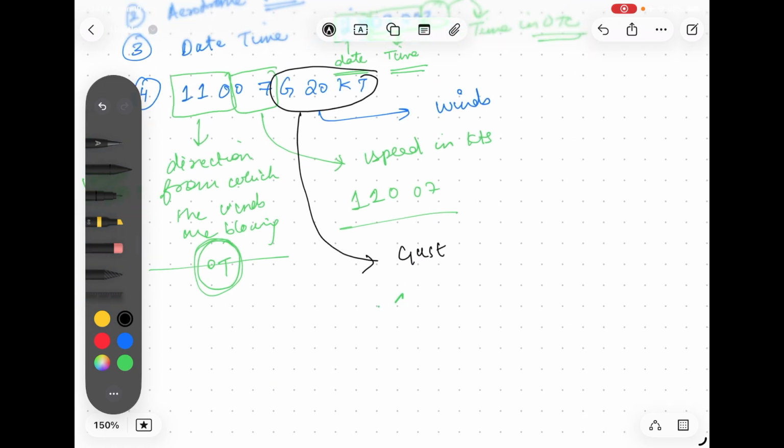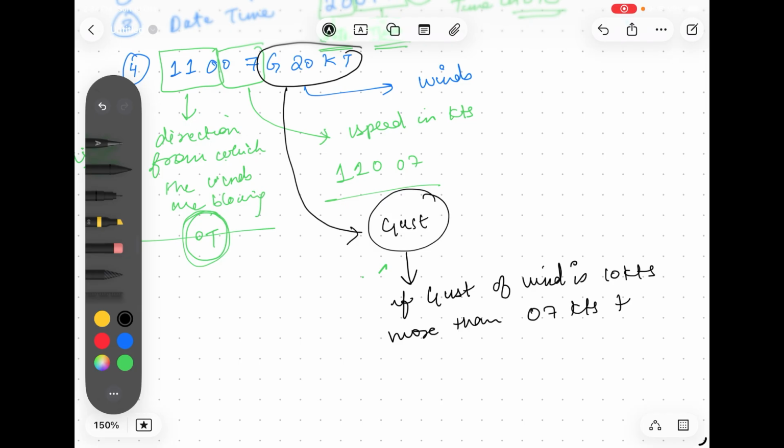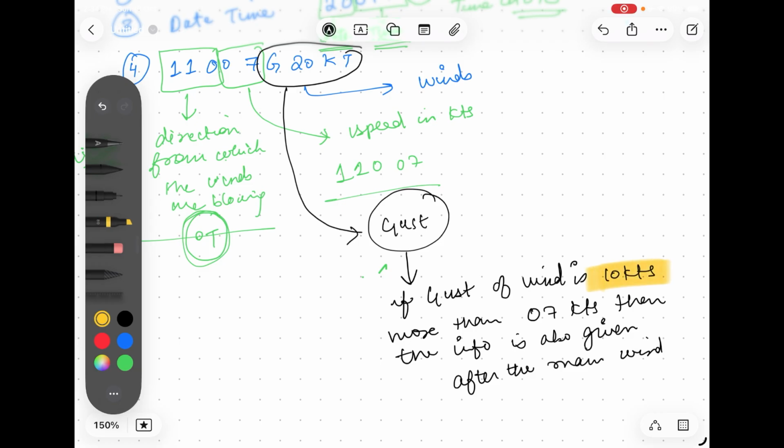So why is it reported? It's not always reported. Gusts are only reported if the gust of wind is 10 knots more than 07 knots, then the info is also given. So if there is a difference of 10 knots after the mean wind speed. In case there is no difference, it's just a 2 knot or 3 knot difference or something, it isn't reported. Only when there is a difference of 10 knots is the gust reported after the wind speed.